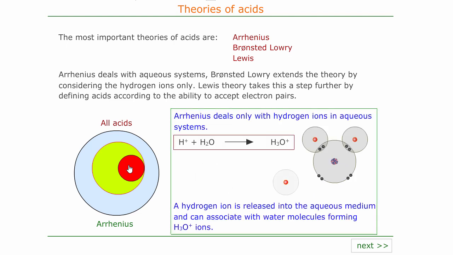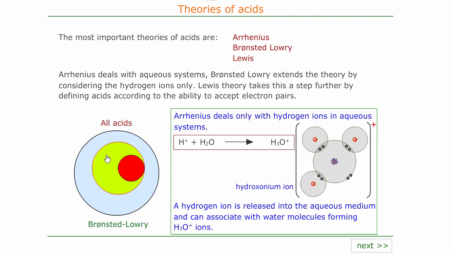So Arrhenius acids are the hydrogen ions in aqueous solution. When a hydrogen ion is produced, it interacts with water, and we get hydroxonium ions or hydronium ions. So anything that releases these hydrogen ions in solution will be an Arrhenius acid.